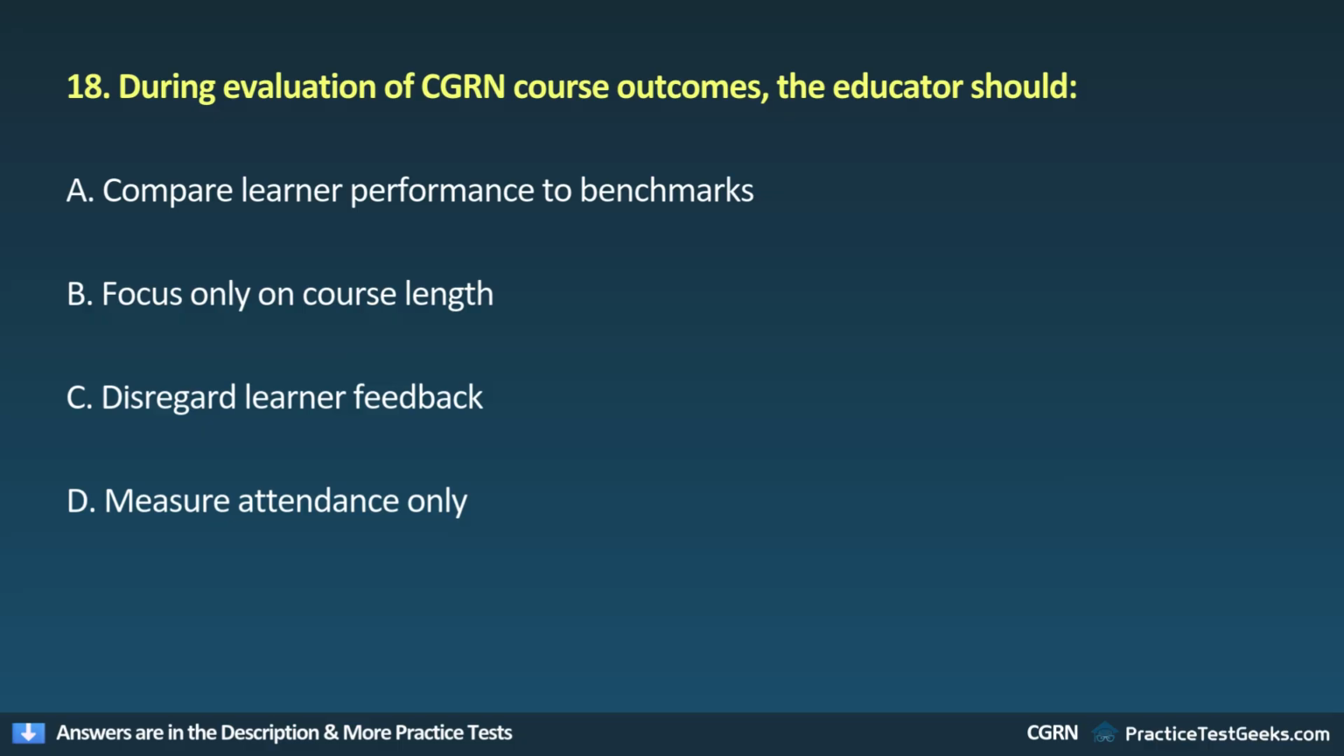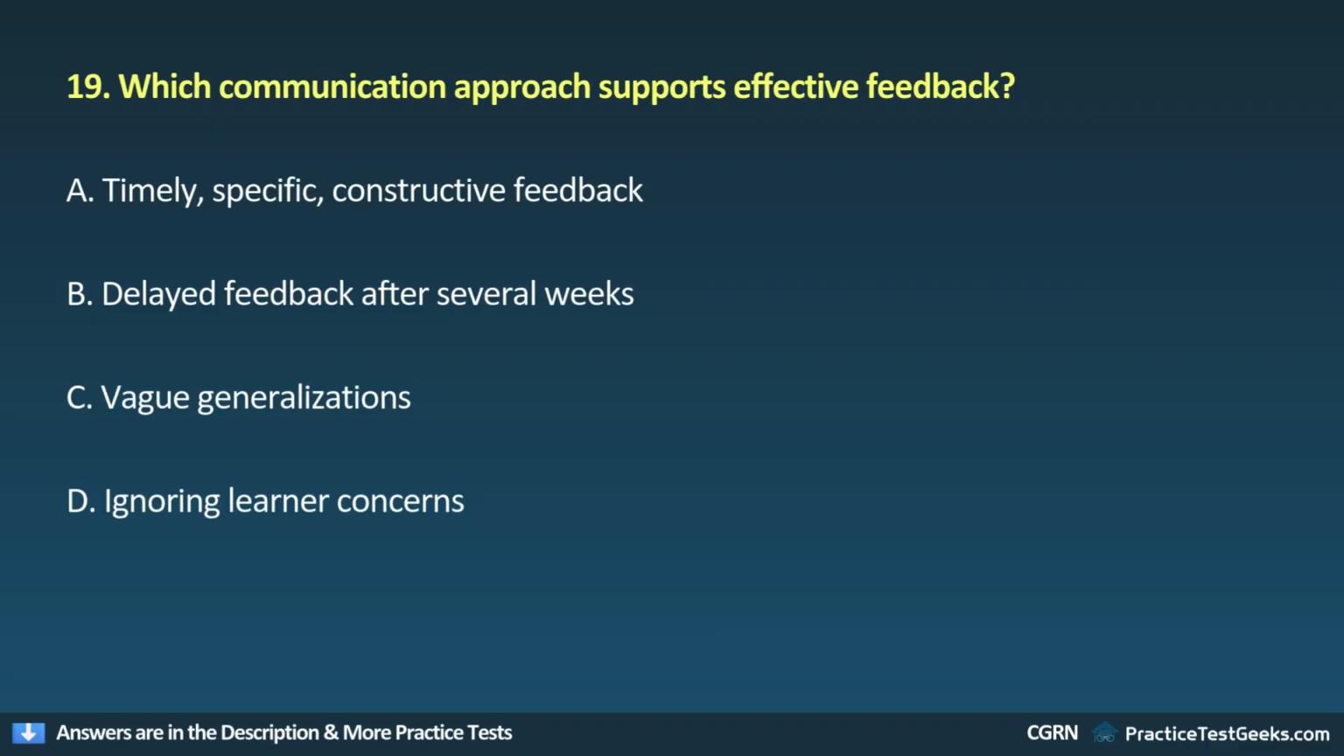18. During evaluation of CGRN course outcomes, the educator should A. Compare learner performance to benchmarks. B. Focus only on course length. C. Disregard learner feedback. D. Measure attendance only.